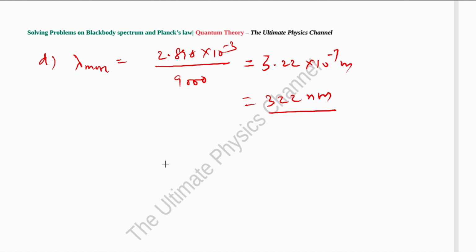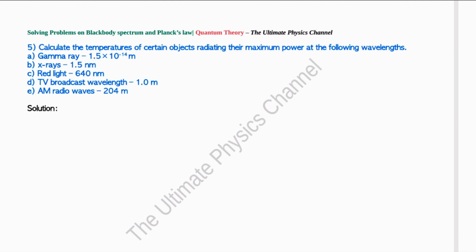Right? So let's move on to the next problem. Here, calculate the temperatures of certain objects radiating their maximum power at the following wavelength. So it is the reverse of what we have done in the previous problem. That is, calculating temperatures now, knowing the wavelengths. So the first one is again application of all the 4 applications of Wien's displacement. Now the first one is gamma ray at 1.5 into 10 power minus 14 meters.